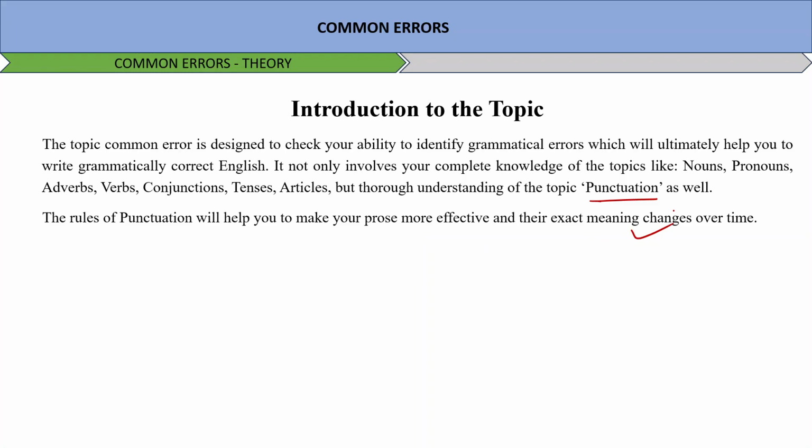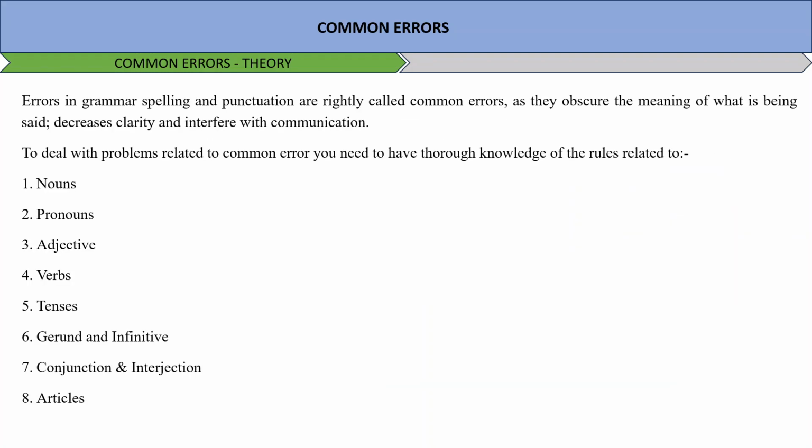Let's see how. So errors in grammar, spelling and punctuation are rightly called common errors. Basically these are common errors, which is the definition of this topic, as they obscure the meaning of what is being said, decrease clarity and interfere with communication.